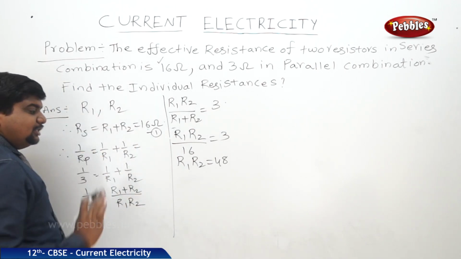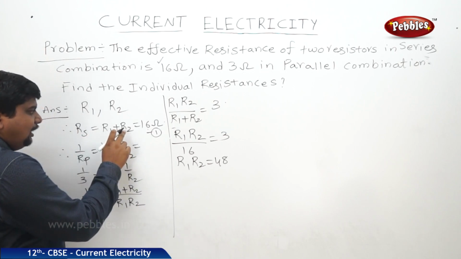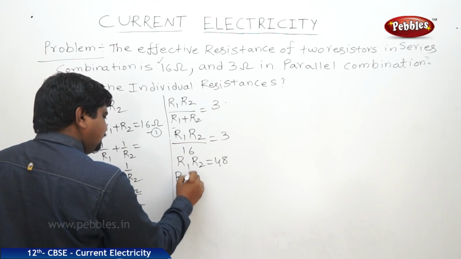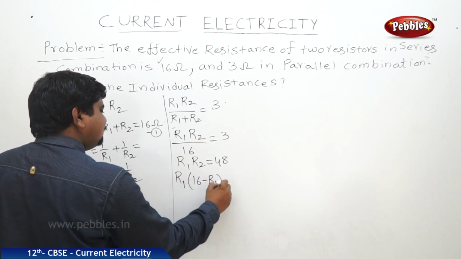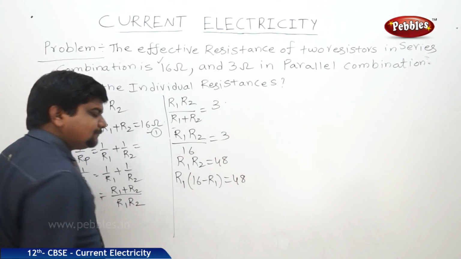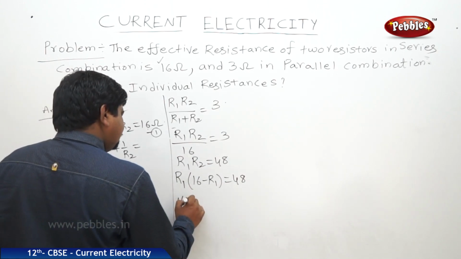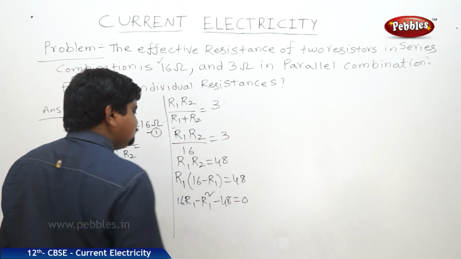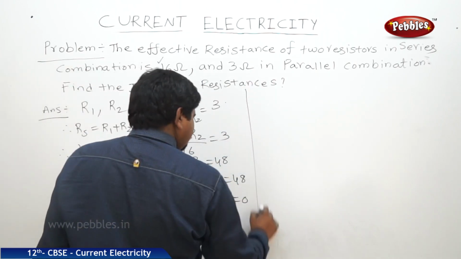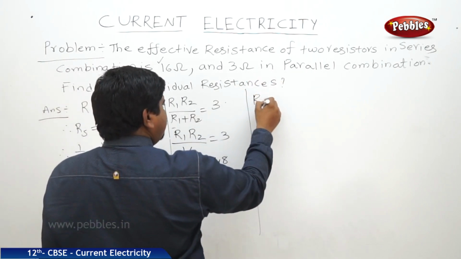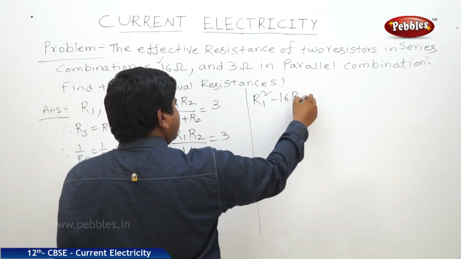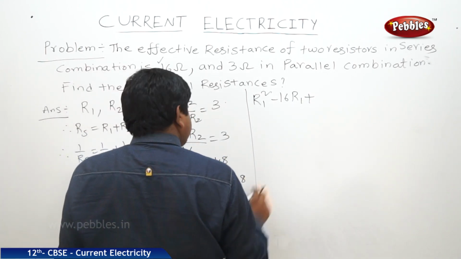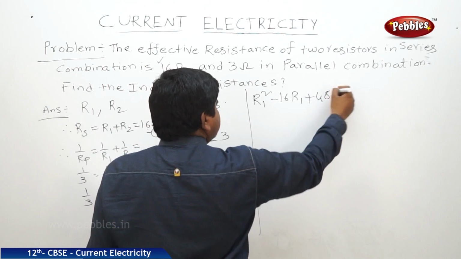R1 plus R2 is equal to 16 ohms, and I can write R2 is equal to 16 minus R1. Therefore, R1 into 16 minus R1 is equal to 48. 16 R1 minus R1 square minus 48 is equal to 0. Therefore, R1 square minus 16 R1 plus 48 is equal to 0.